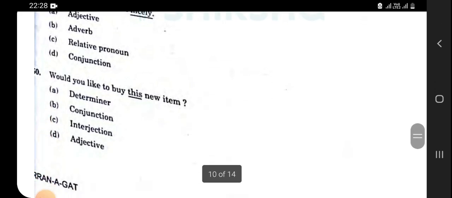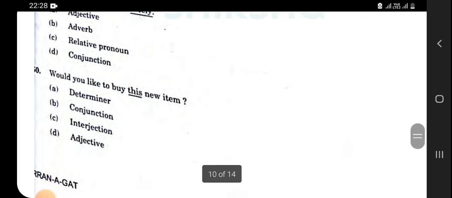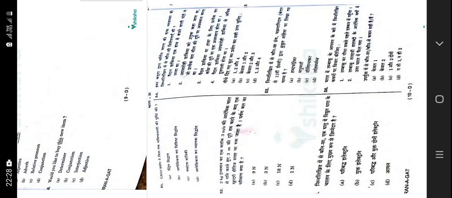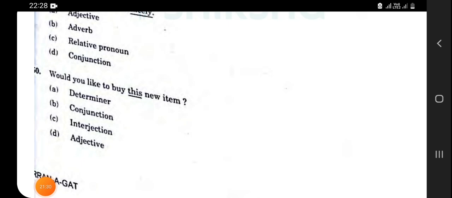Option B. Now the last but not the least, question number 50. Would you like to buy this new item? So here this is not conjunction, is not interjection, is not adjective, but this is your determiner. Okay. So would you like to buy this new item? So here the option for 50 is A, without any doubt.